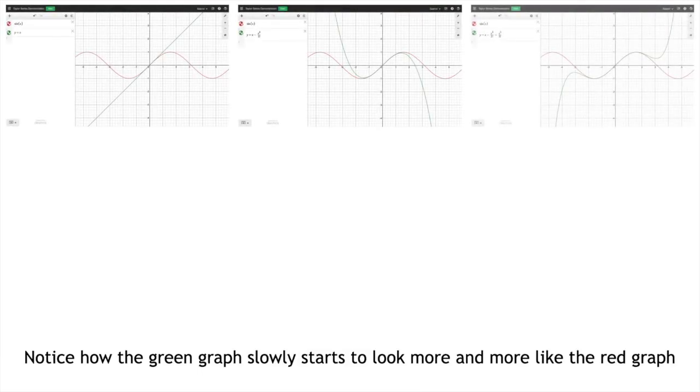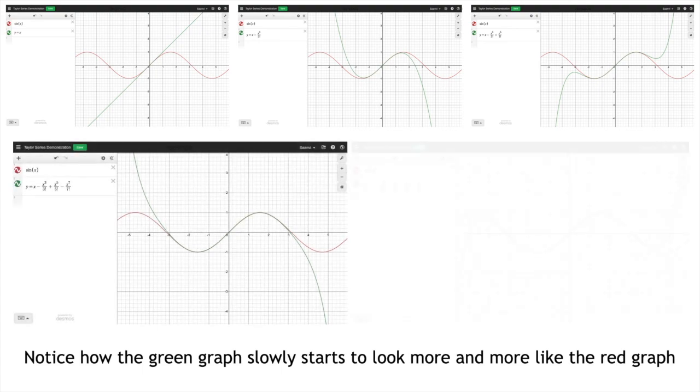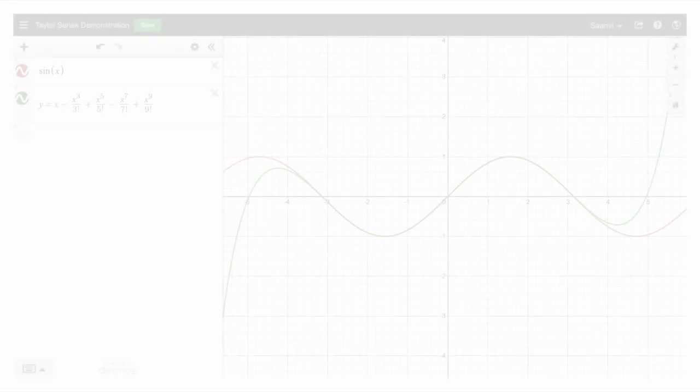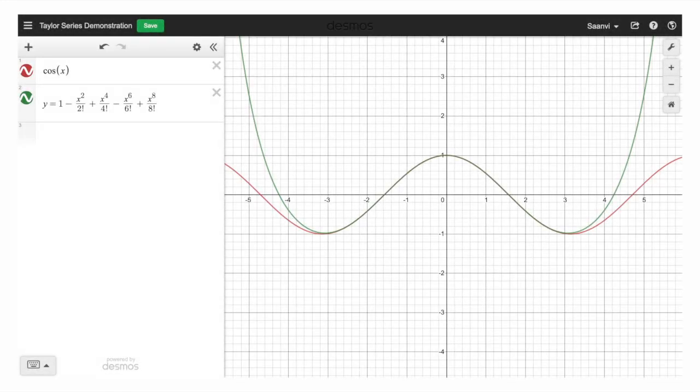As you can see, the approximations start out poorly, but as we study more and more terms, the more accurately the graph mimics the original function. This is the sine wave, this is the cosine wave, and this is the graph of e to the x.